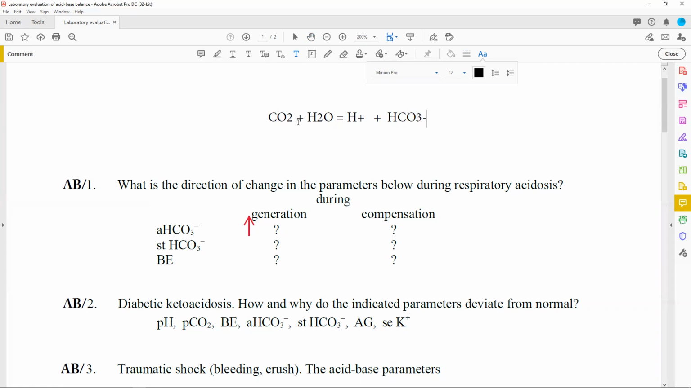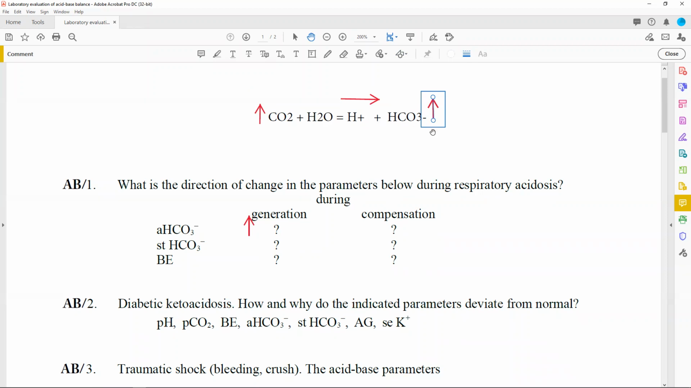So when we have an elevation of the CO2 value, that shifts the equation to the right, meaning we produce more proton and more bicarbonate. Because pH is a negative logarithm of the hydrogen ion concentration, we have an acidemia. That process is respiratory acidosis, but meanwhile we produce bicarbonate.